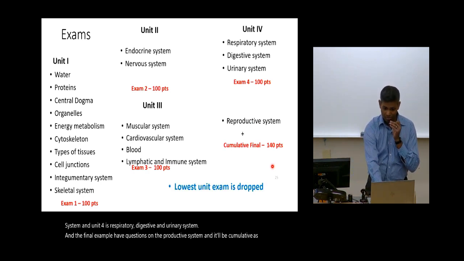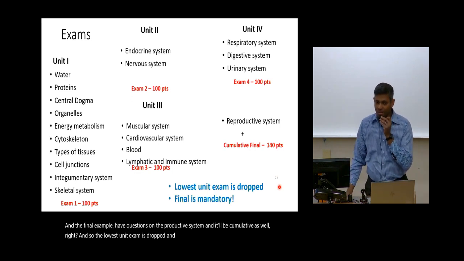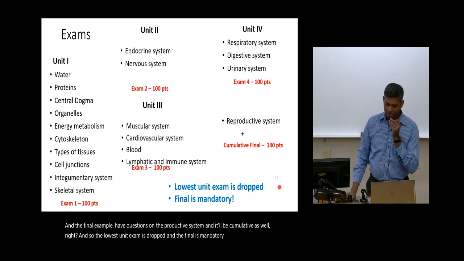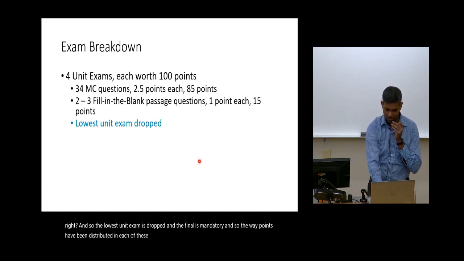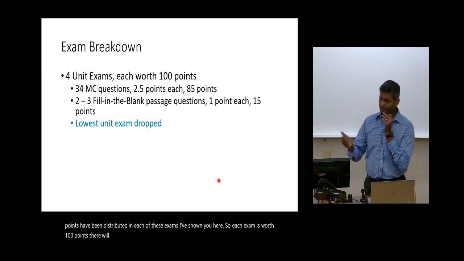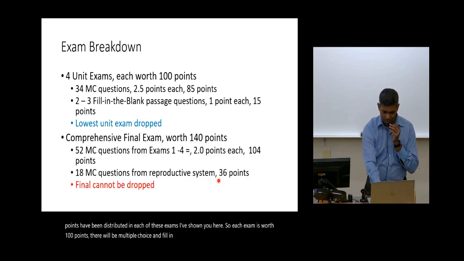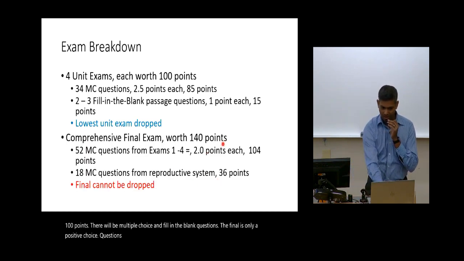And so the lowest unit exam is dropped and the final is mandatory. The way points have been distributed in each of these exams I've shown you here. So each exam is worth 100 points. There will be multiple choice and fill-in-the-blank questions. The final is only multiple choice questions, and it's got a higher weightage, right?